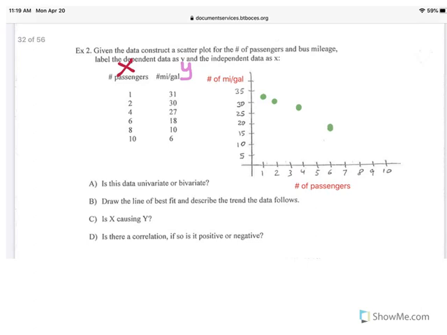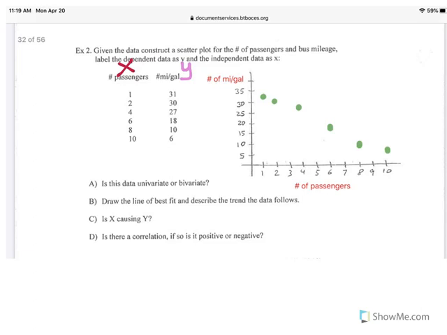And again, these aren't going to be perfectly accurate, but do your best. At 8 passengers, the miles per gallon is at 10. And at 10 passengers, the miles per gallon is 6. Do not connect these dots, not yet. Okay, so there's our graph. Then we have a few questions to answer.